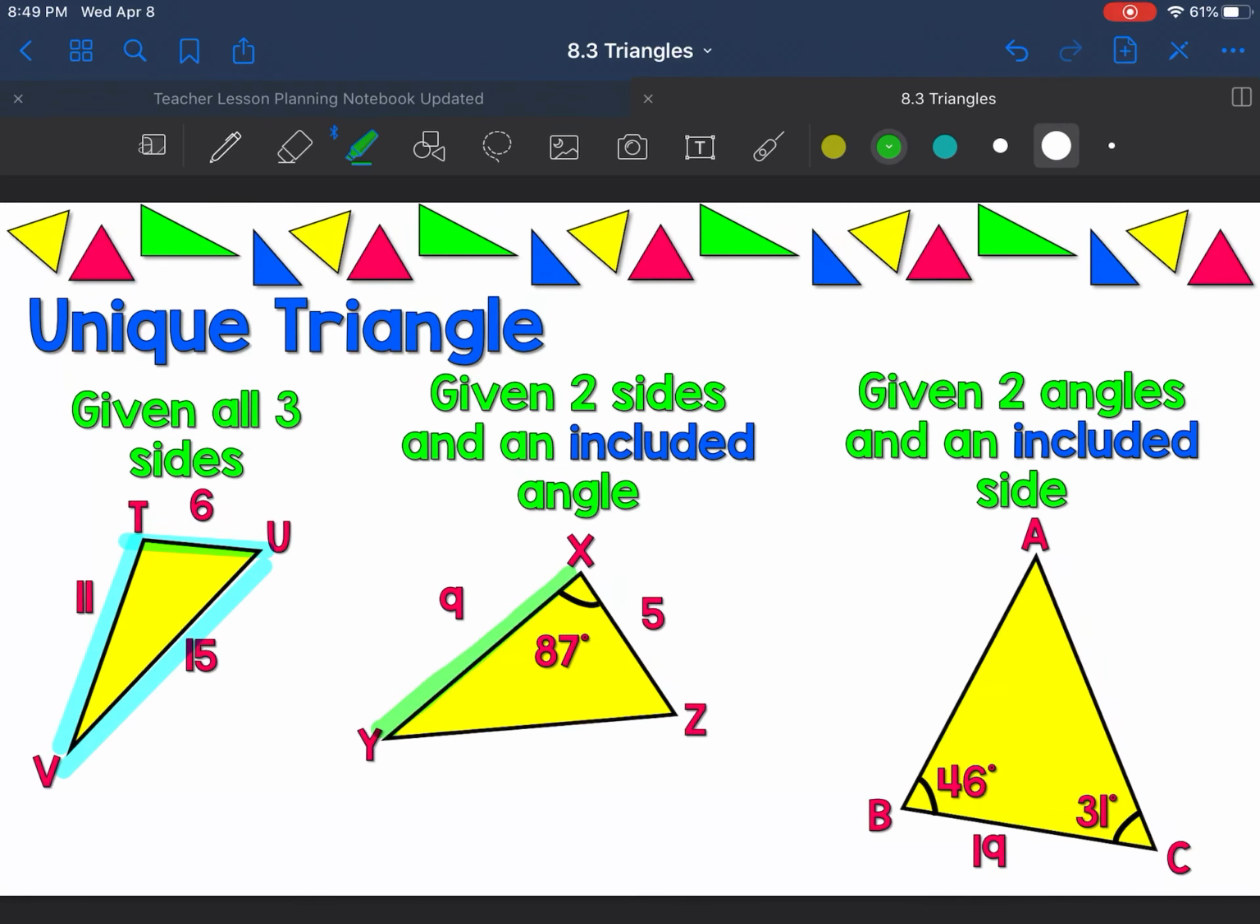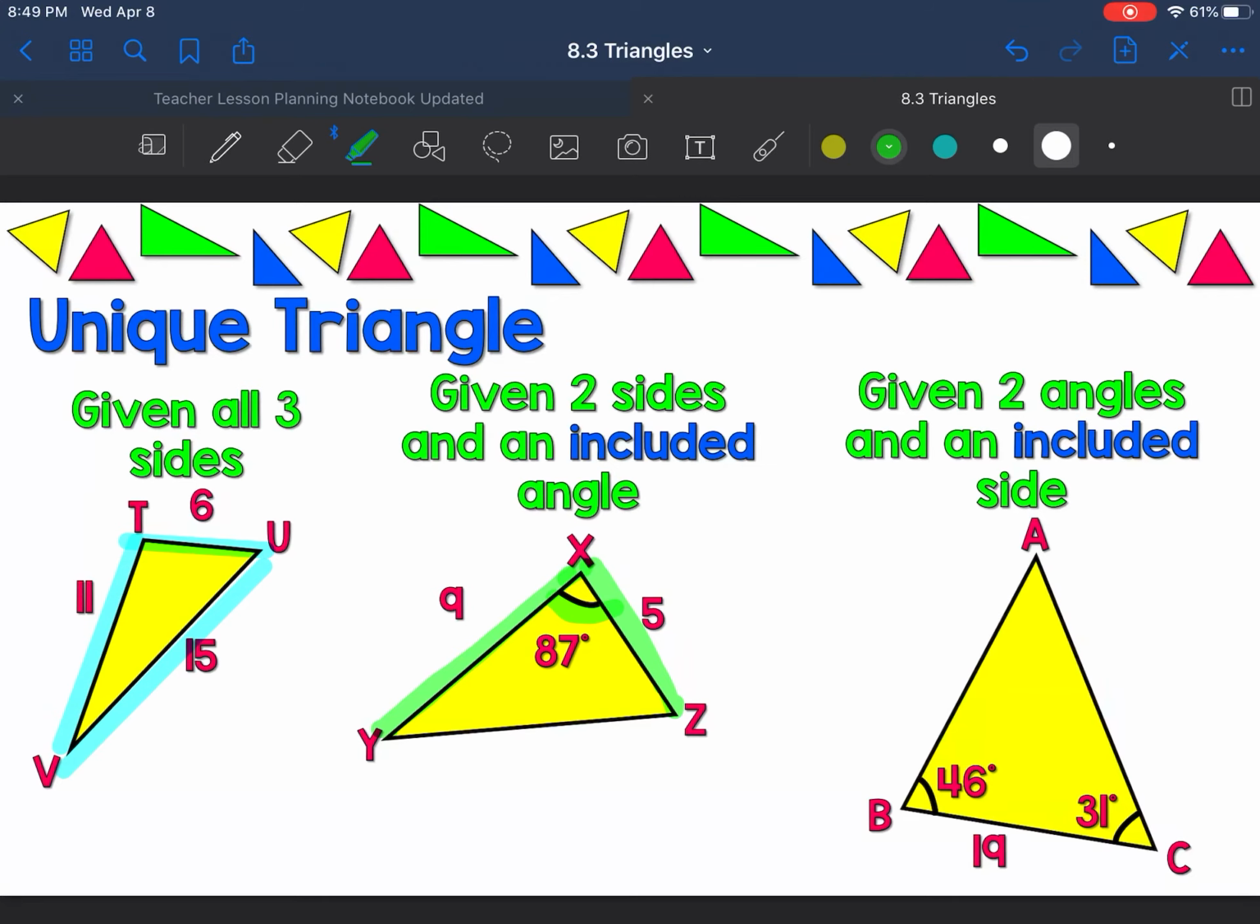Another triangle that could be unique, sorry guys, is if you are given two sides and an included angle. So just like our sandwich, your bread would be your two sides, and your inside meat would be your angle. That also would be unique. You can rotate it all you want, but you will not have another triangle that has those particular measurements.